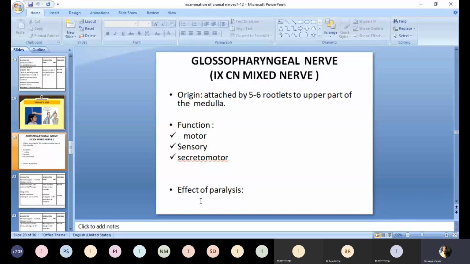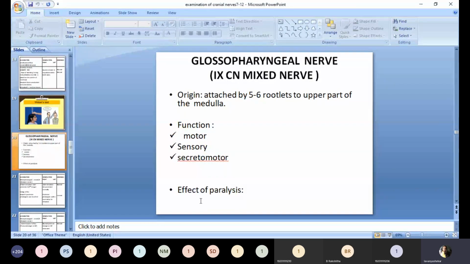In case there is a lesion to the glossopharyngeal nerve, paralysis will result. Deglutition is not much affected because the superior and middle constrictors of the pharynx are intact, as they are supplied by your vagus nerve, the 10th cranial nerve. However, there will be loss of taste sensation from the posterior 1/3 of the tongue. Also there will be decreased salivary secretion, because the parotid gland will be affected, which results in difficulty in swallowing.